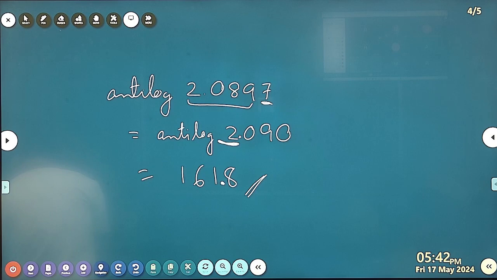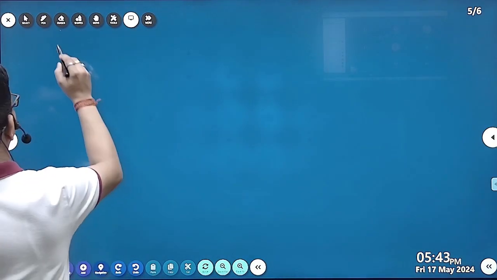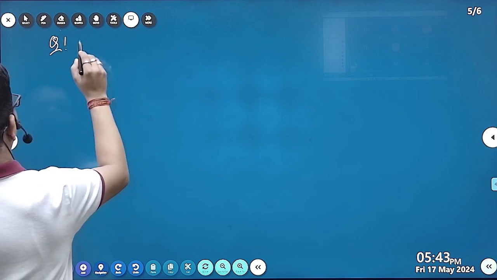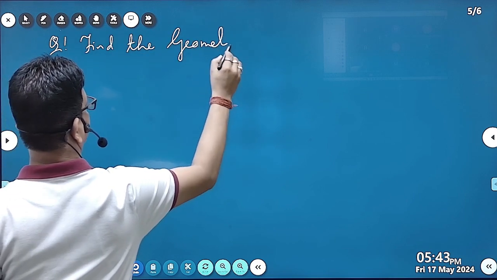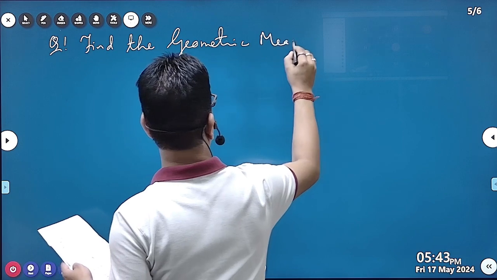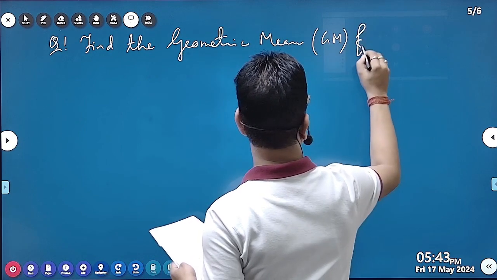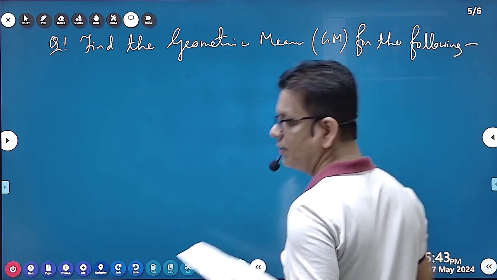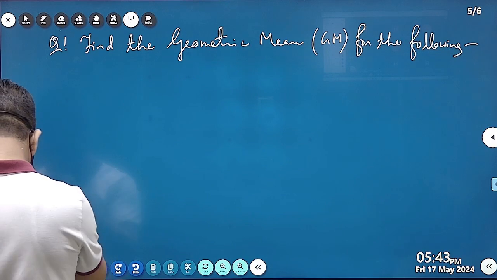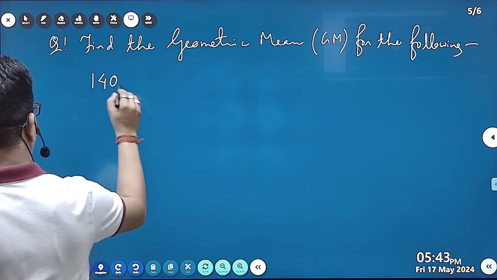Write one question. Okay. So log and anti-log, everything is done. Let's start with one question. There are 2 questions only. Question number 1. Now actually our topic starts. Find the geometric mean, which is called GM, for the following. Find the geometric mean for the following. Done. So, I take the numbers small, 140.